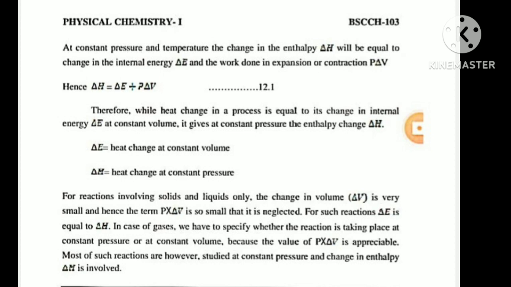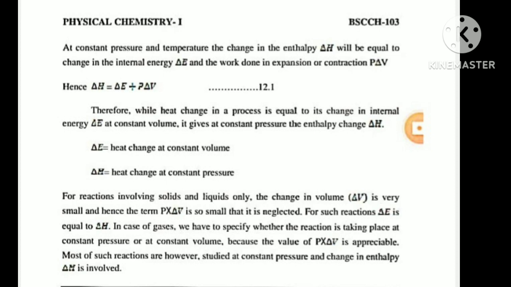Therefore, while the heat change in a process is equal to its change in internal energy delta E at constant volume, it gives at constant pressure the enthalpy change delta H. Delta E is equal to the heat change at constant volume, delta H is the heat change at constant pressure. For reactions involving solids and liquids only, the change in volume delta V is very small, and hence the term P into delta V is so small that it is neglected. For such reactions, delta E is equal to delta H.